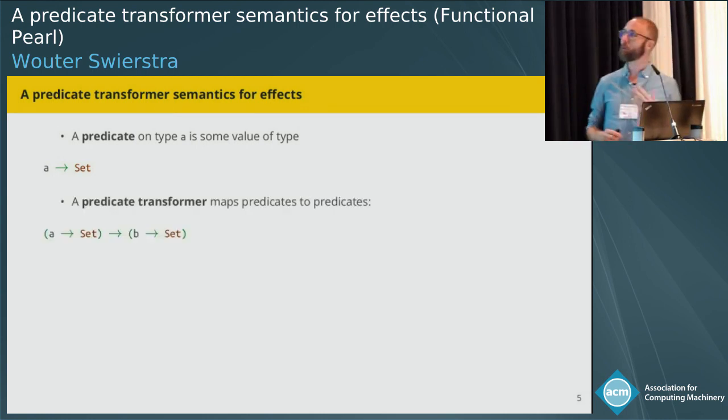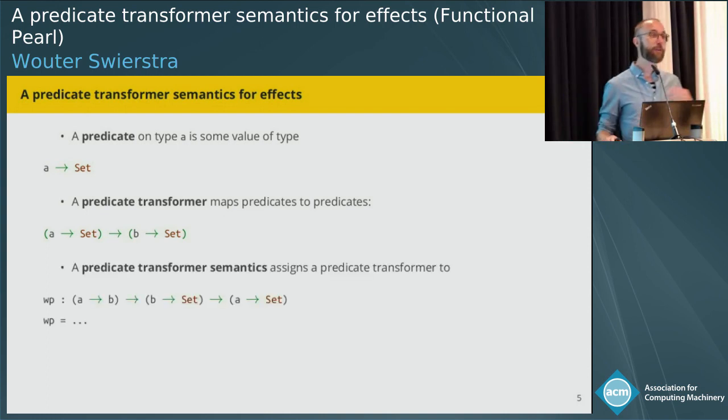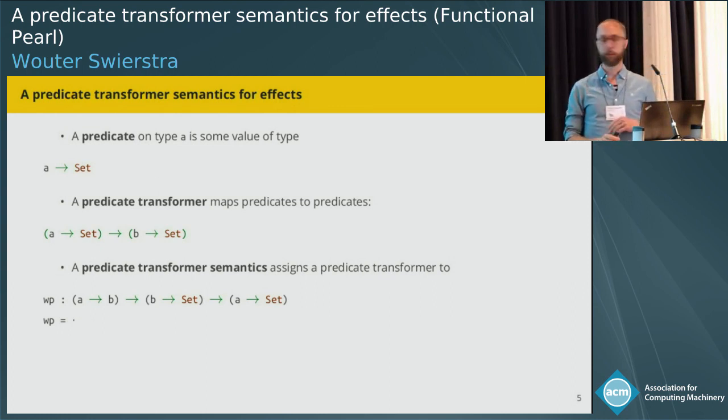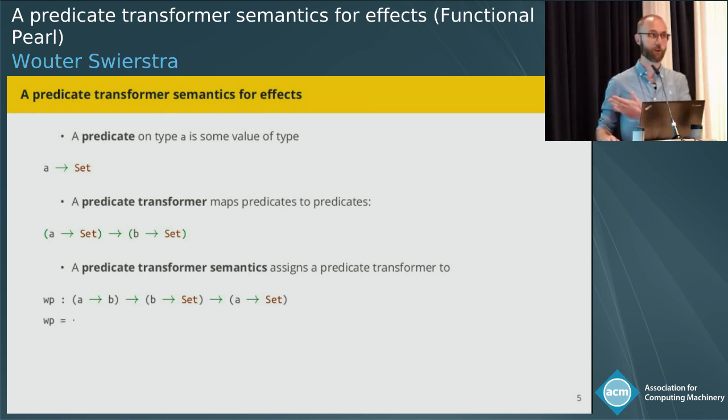So a predicate transformer is something which maps one predicate into another, like A → Set to B → Set. And the most famous predicate transformer is the one which you use to assign predicate transformer semantics, which is the weakest precondition. If we have a function from A to B and we have the desired postcondition, we compute the weakest precondition necessary to ensure that the function returns a result satisfying the desired postcondition. I left out the implementation here, it's three dots, but that's actually two dots too many, because it's just function composition.